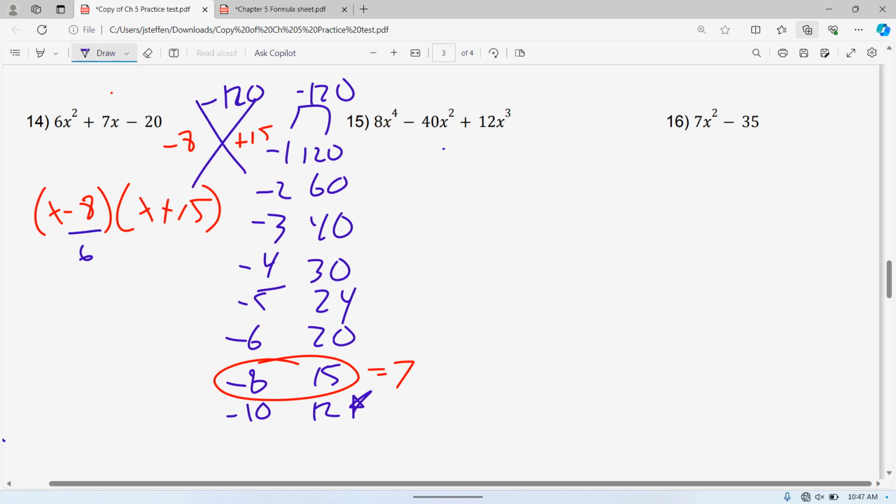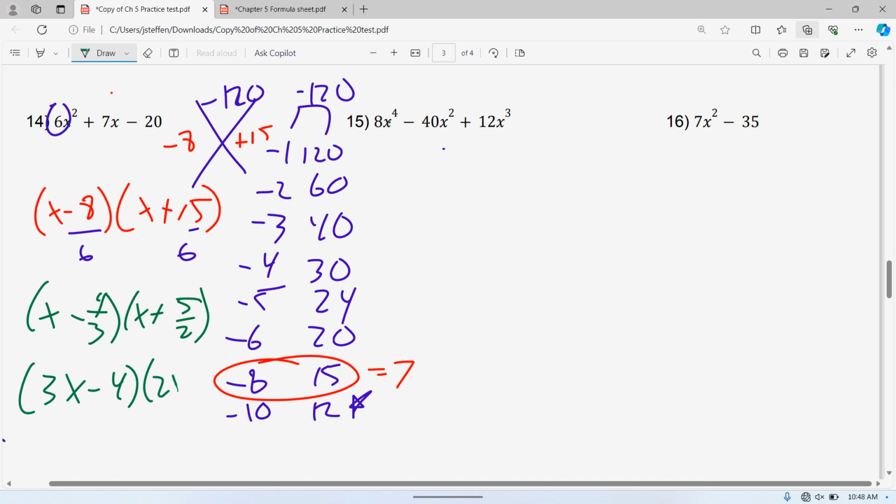Because that's the number on top. Reduce. Both by 3 and 5. Move your number from 3x minus 4 times 2x plus 5. Whew, it's a lot of work on that one.